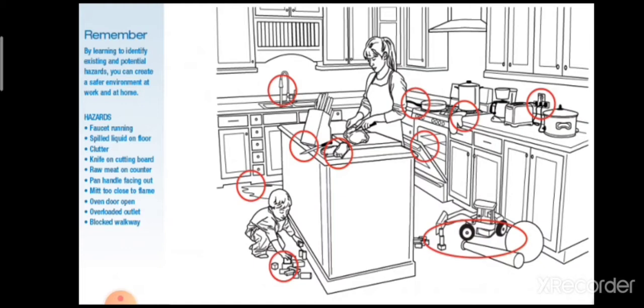raw meat on counter, pan handle facing out, mitt too close to flame, oven door that is open, overloaded electric outlet, and blocked walkway.